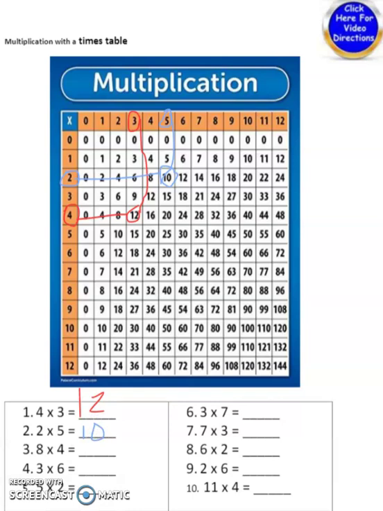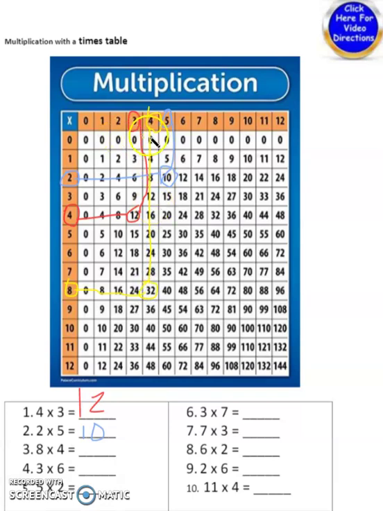I'm going to show you another one. 8 groups of 4. I'm going to circle my factor 8 times 4. And I'm just using different colors so it's more obvious. I'm going to draw my line across until I get to the 4 column. Whoops. And they meet at the number 32.